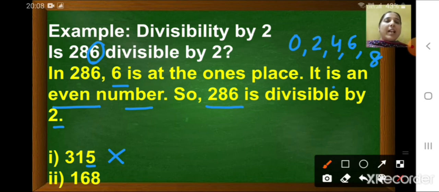Okay, whereas 168, is it divisible by 2 or not? Yes, it is divisible. Why? Because the digit at the ones place is 8, which is an even number. So 168 is divisible by 2. Okay children, you have to just see the digit at the ones place for divisibility by 2. It should be an even number like 0, 2, 4, 6 or 8. Okay.